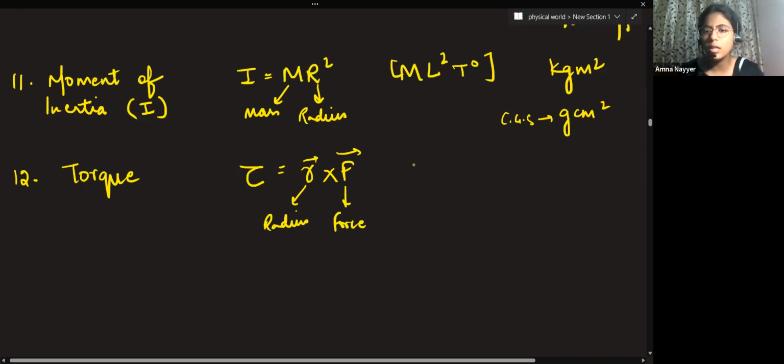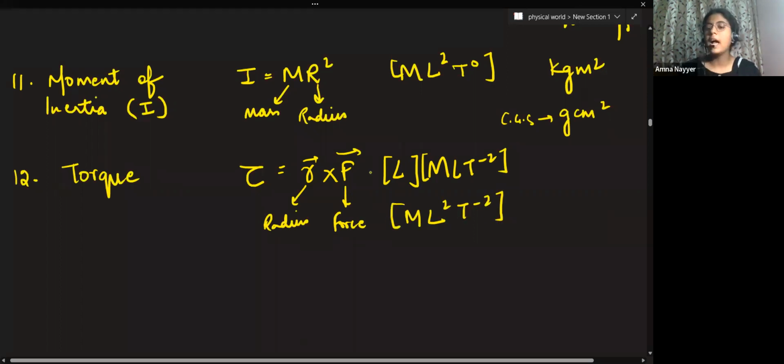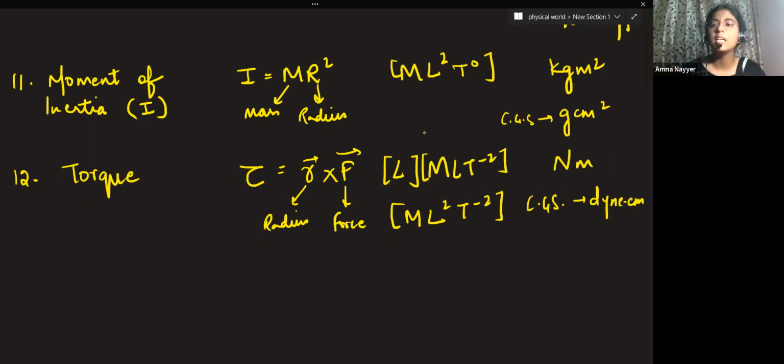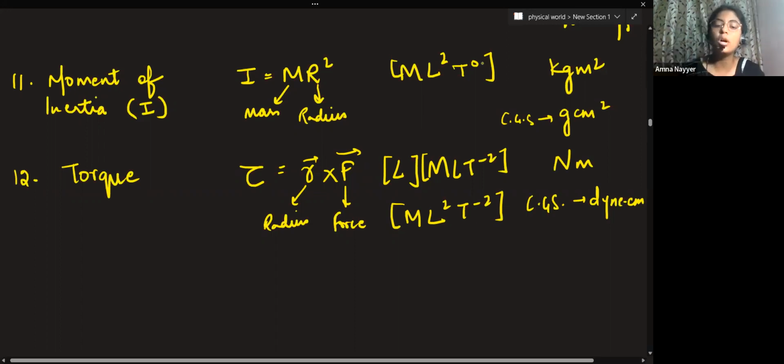See, R is length. Force is what we have studied, mass multiplied by acceleration. So what will happen? Just length square is occurring. This is ML squared T to the power -2, and the SI unit will be Newton for force and meter. Or if you wish to write for CGS, this will be dyne centimeter. Dyne is the CGS unit of force and centimeter is the CGS unit of length.